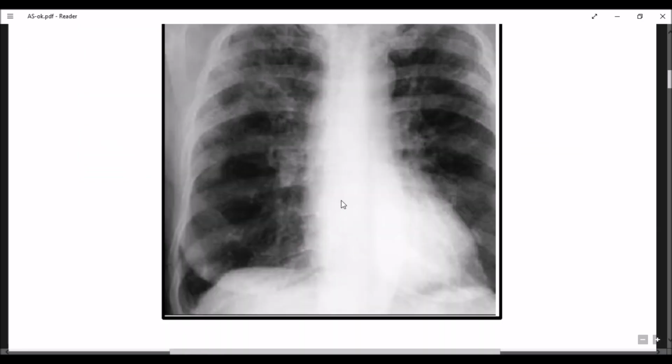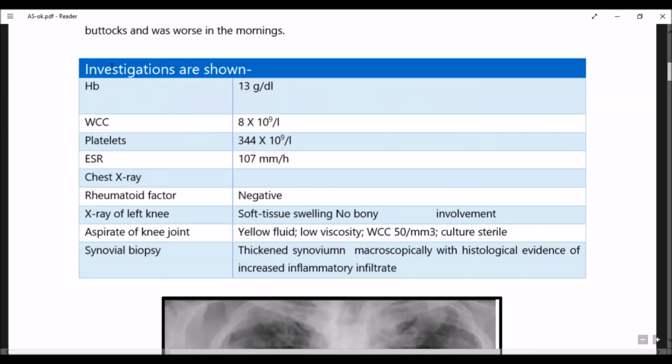And immediately after the photography, the fifth step is into the data, right? So what does the data say? Hemoglobin normal, WBC normal, platelets normal, ESR 107 is raised. So once again, an inflammatory joint disease. Chest X-ray shown, rheumatoid factor negative. So once again, this is seronegative spondyloarthritis. Once again, ankylosing spondylitis. X-ray of the left knee: soft tissue swelling, no bone involvement.